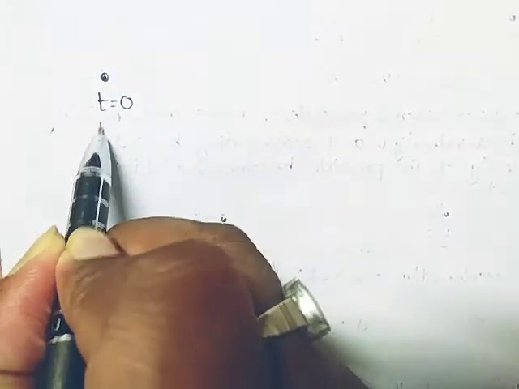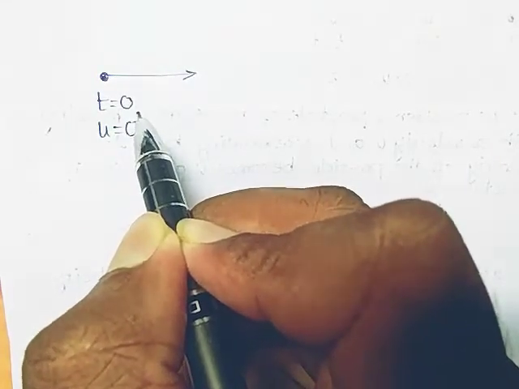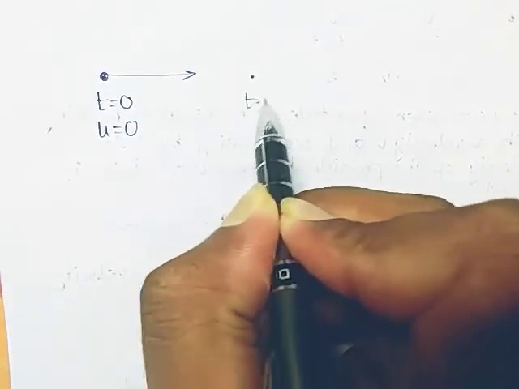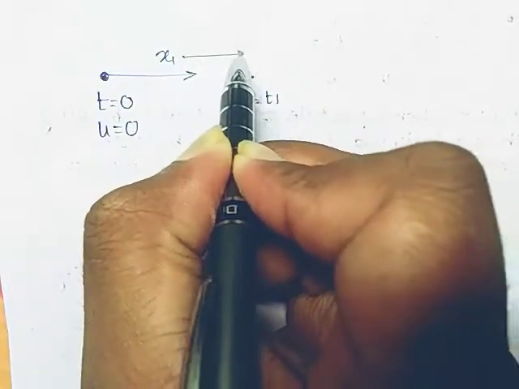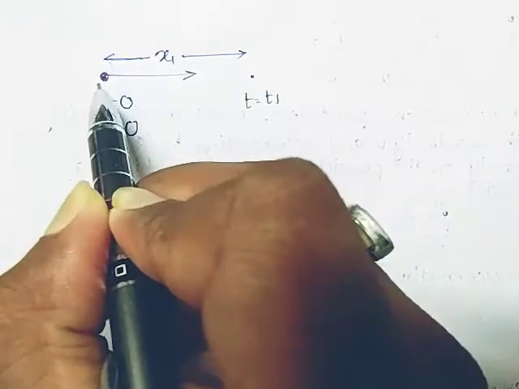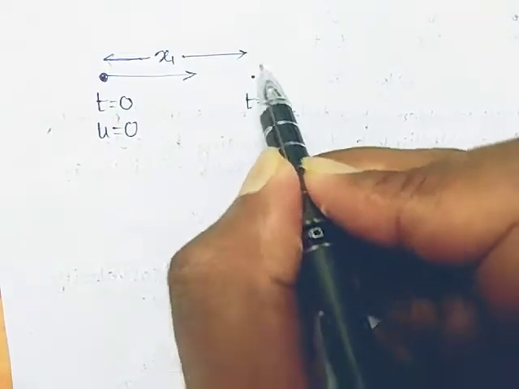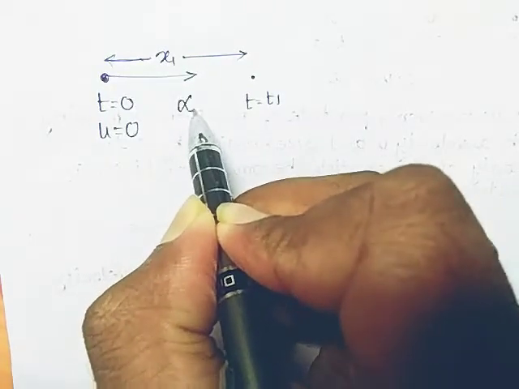So let us consider a particle is here at t equal to 0. Initially its velocity is 0, and it is moving along a straight line, so obviously it holds the rectilinear motion principle. And when t equal to t1, it covers the distance, I say, x1. Previously I considered d1, now I have considered x1, whatever it may be. So when it reaches here, till this time, it is accelerated by a value alpha.